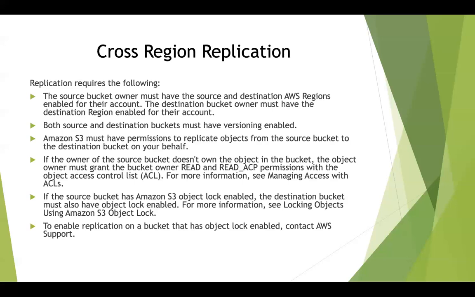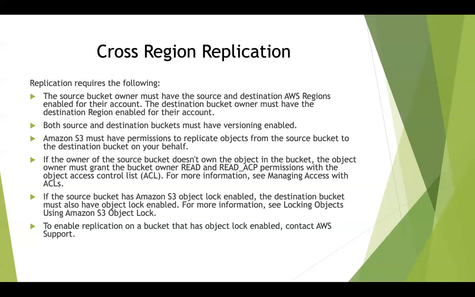So if the source bucket has object lock enabled, we saw this as one of the properties of S3. So if the source bucket has object lock enabled, and you can only enable object lock when you create the bucket, the destination bucket must also have object lock enabled. To enable replication on a bucket that has object lock enabled, you can contact AWS support to get more details from them as to how to do that.